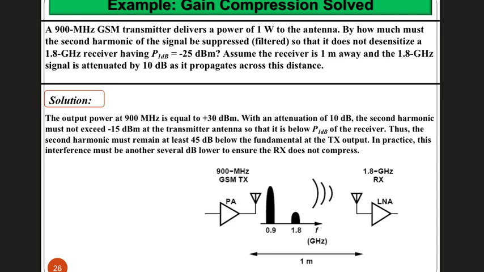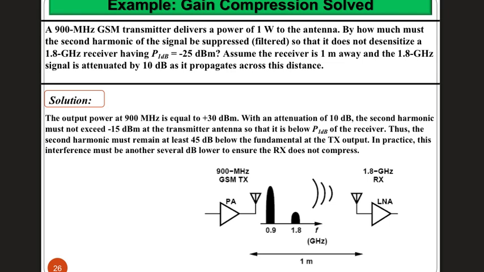With an attenuation of 10 dB, the second harmonic must not exceed minus 15 at the transmitter, so that it is below the 1 dB compression point of minus 25. That means I want the received signal to be minus 25 or less, and this received signal is 10 dB lower than the transmitted 1.8. If the transmitted 1.8 cannot be more than minus 15, then when I take 10 dB out of it, it becomes minus 25. So that's how you found the value at the transmitter antenna.